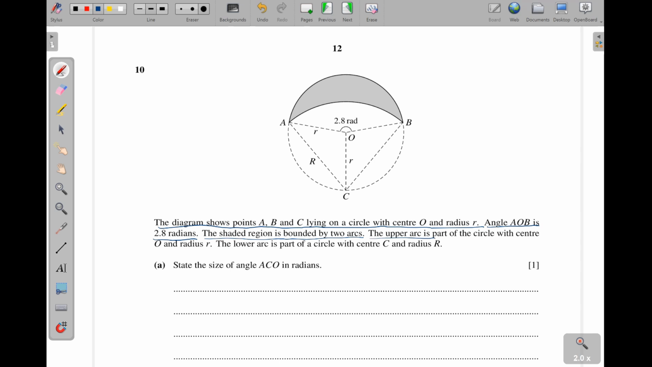The upper arc is part of the circle with center O and radius R. Then the lower arc is part of the circle with center C and radius R. So center C here, and then the radius capital R here. Okay, so this is the arc they are talking about. The center is here, so even this one will be capital R. And then they say to state the size of the angle ACO.